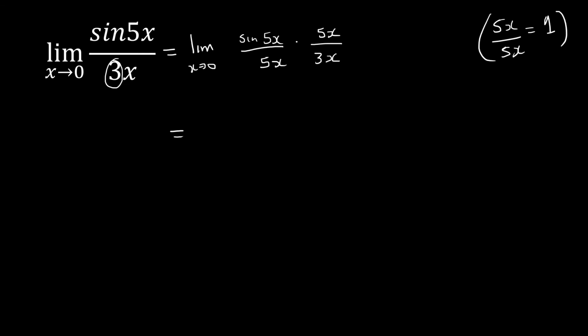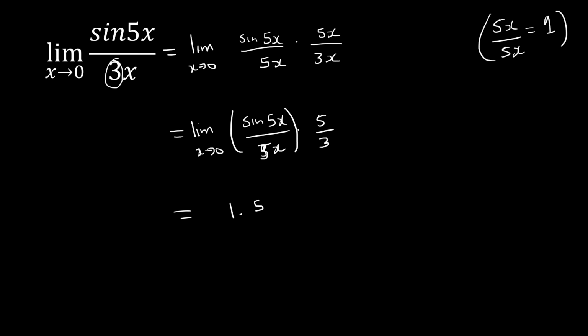We can see that 5x over 3x will give us 3 over 5. Let me just quickly fix that. This one will give us 5 over 3. Then what do we know about this bracket? We know this bracket equals 1, so our answer will be 1 times 5 over 3, which is 5 over 3. There. I hope this was clear.